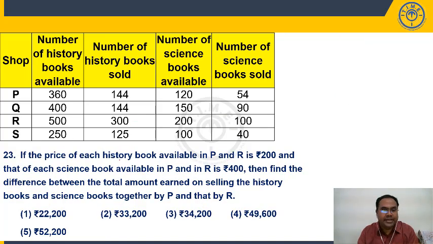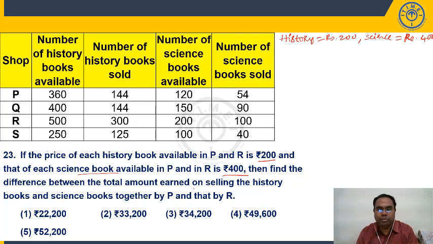Question number 23. If the price of each history book available in P and R is rupees 200, that of each science book available in P and R is rupees 400. So cost of each history book is rupees 200. Cost of each science book is rupees 400. Then find the difference between total amount earned on selling the history books and science books together by P and that of R. Okay, let us see here P. We want difference between total amount earned by selling history book and science book by P, and history and science books by R.